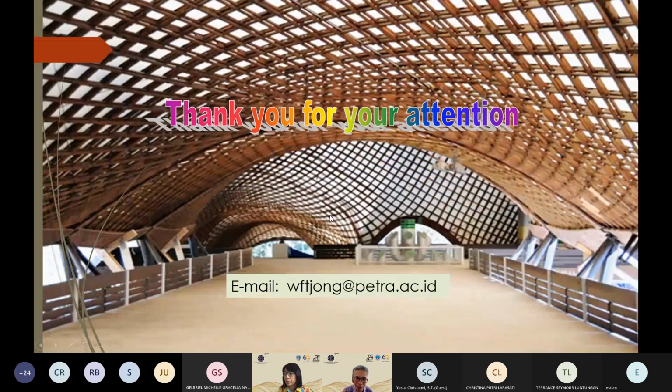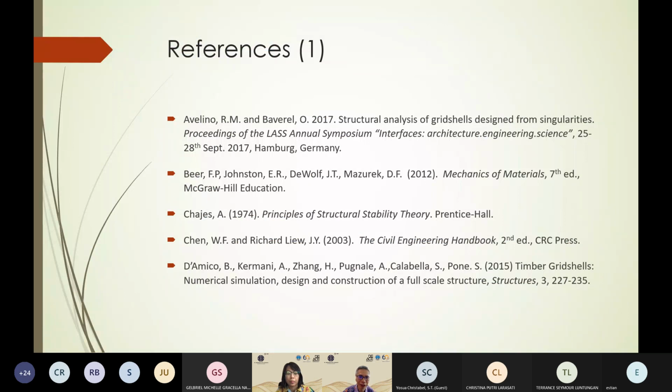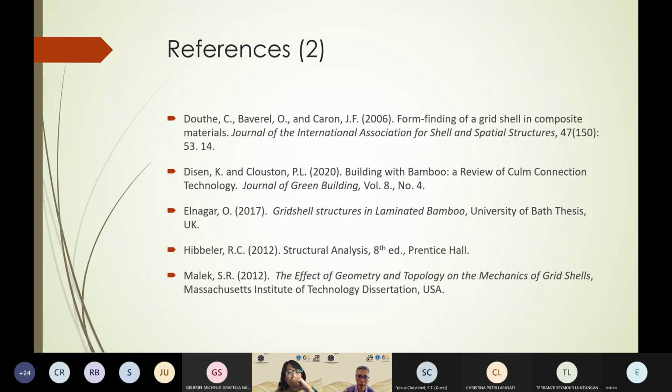Sorry for presenting too fast. I think I would not have enough time, so I moved in a hurry from one slide to another. Okay, these are some references that I used for developing these slides. Some of these are very basic books like this one, Mechanics of Materials, Principles of Structural Stability Theory, but there are also some papers here.